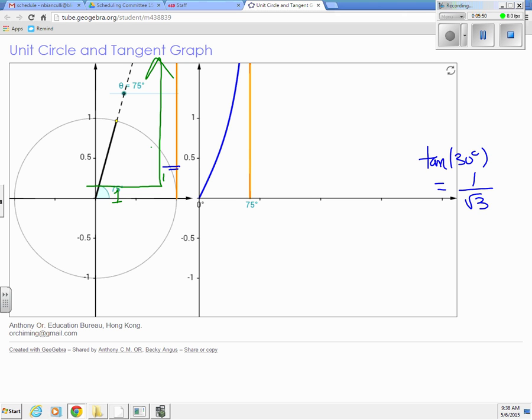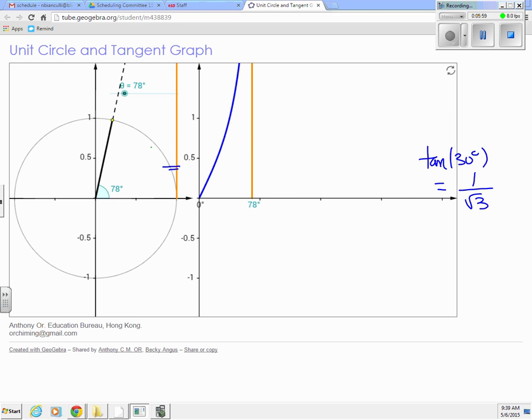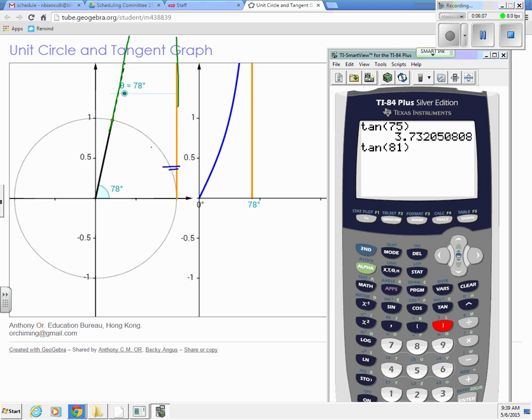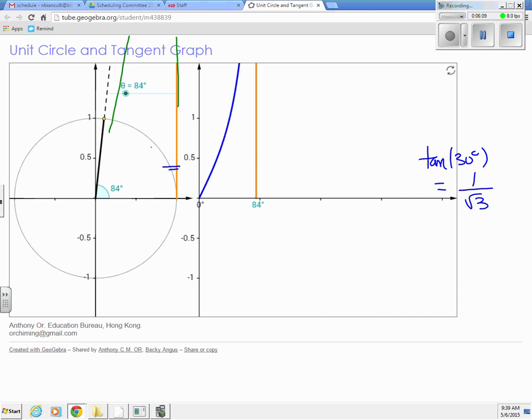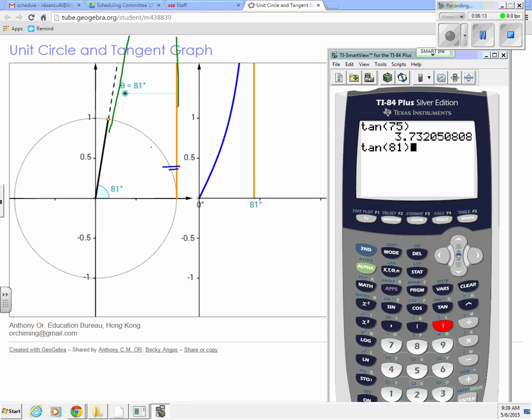As I increase that angle, the tangent segment just gets higher and higher and higher. It gets off the page. So if I went to 81 degrees, my tangent is going to be even higher, it's going to be 6. And as I get closer and closer to 90 degrees, my tangent just keeps growing.